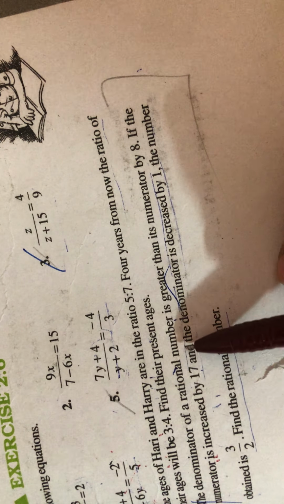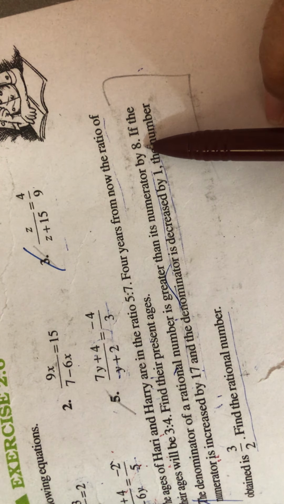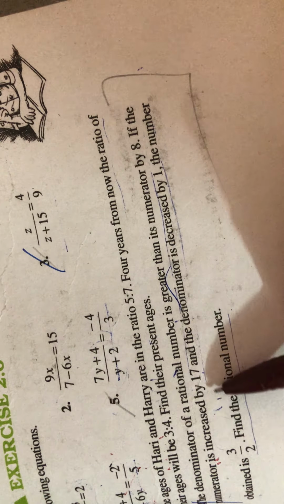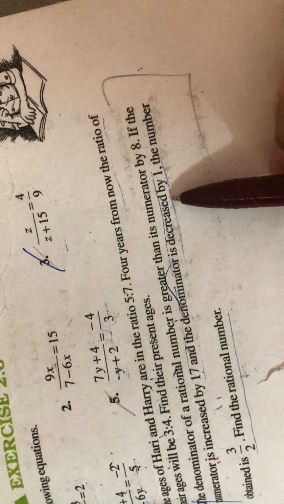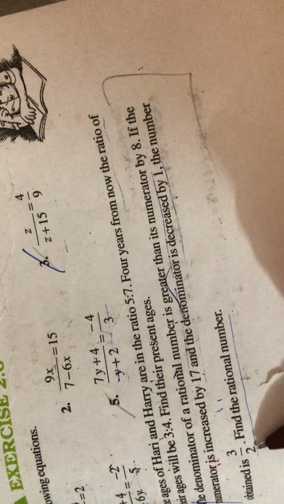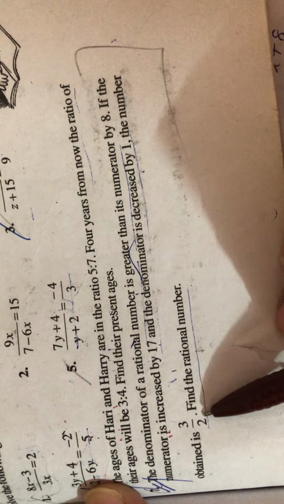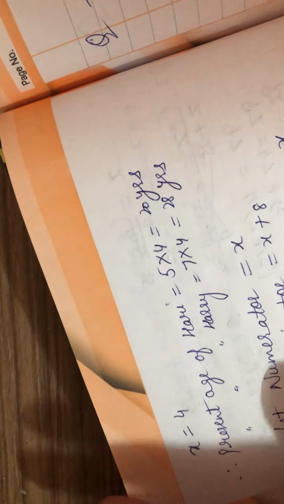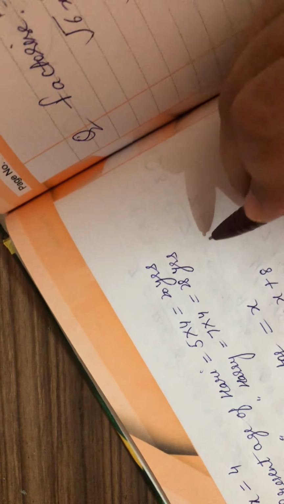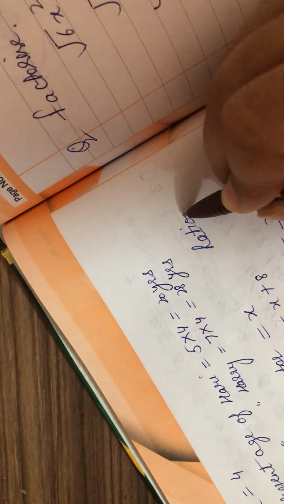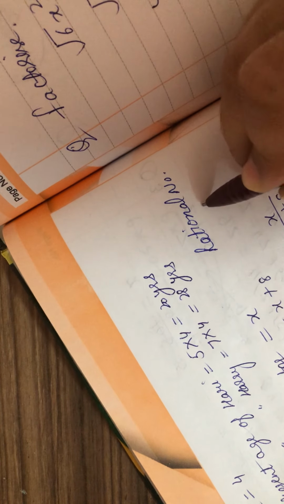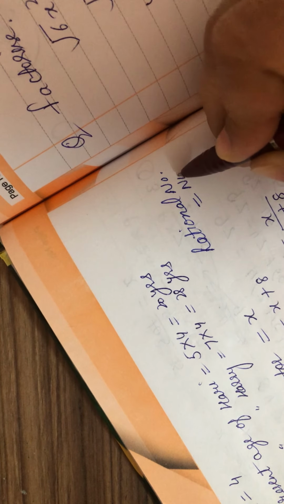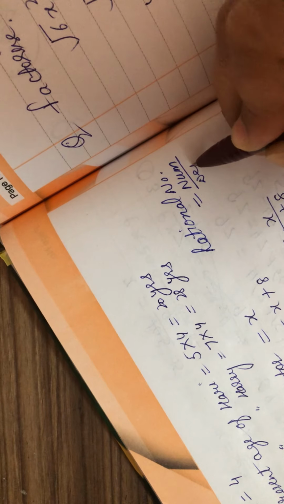Now coming to the last question of this exercise. The denominator of a rational number is greater than its numerator by 8. If the numerator is increased by 17 and the denominator is decreased by 1, the number obtained is 3 by 2. Find the rational number. Children, you might have learned in class 7th about rational numbers. Rational numbers are those numbers which we can write in numerator upon denominator form, right?